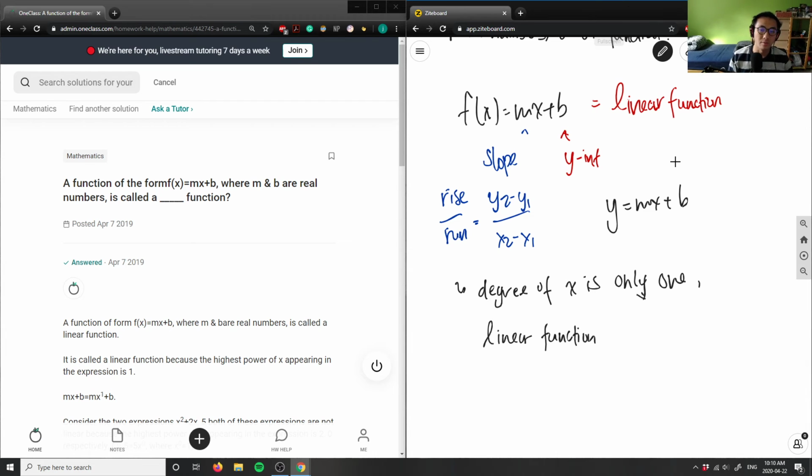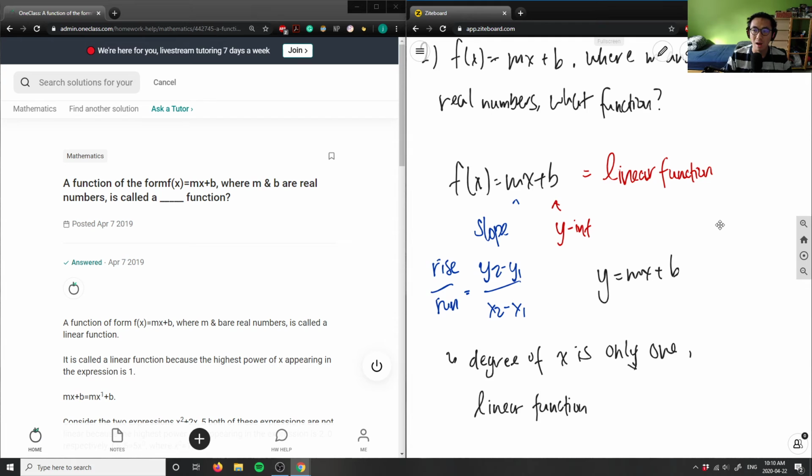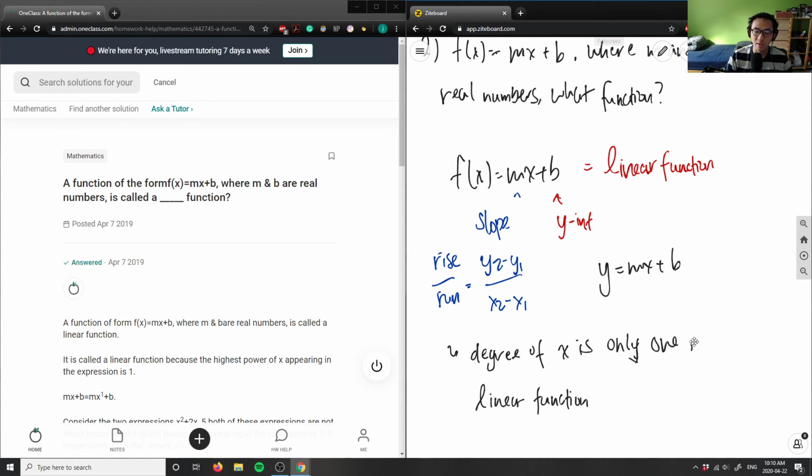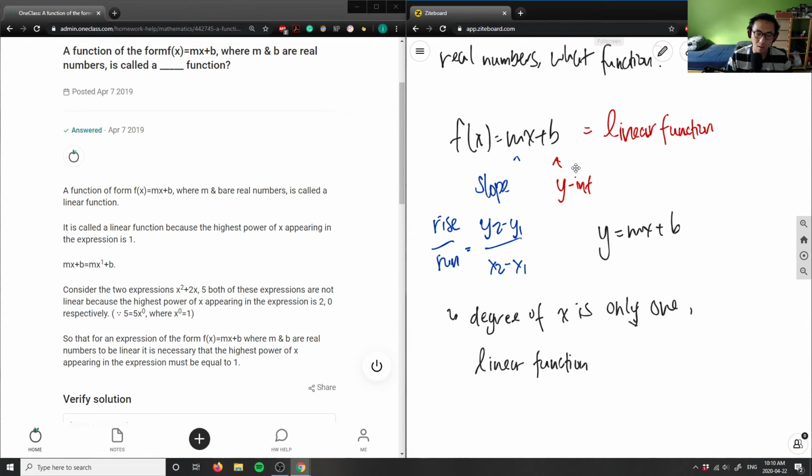So these are all ways we can figure out that this here is a linear function. Again, the slope, the y-intercept, and the degree of the highest order of the polynomial. All these things give us a linear function. So let's see, m and b are real numbers. It's called a linear function. That's good. It is called a linear function because the highest power of x appearing in the expression is 1. That's good.